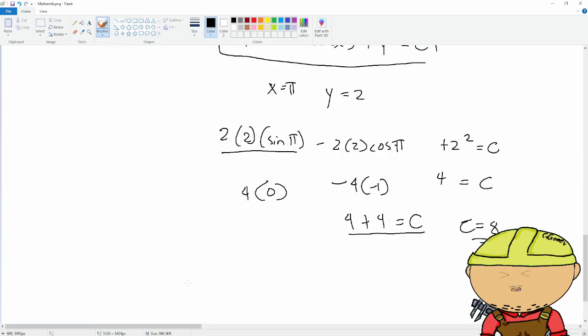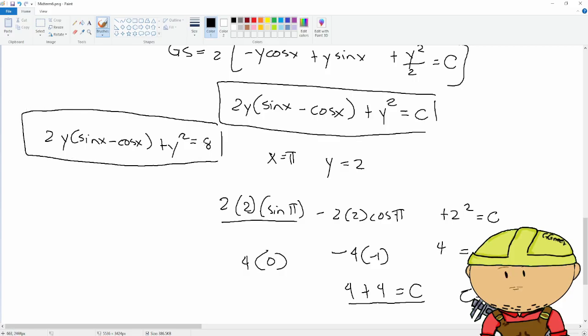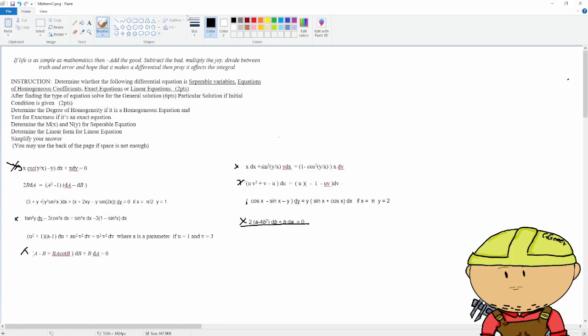Okay, so our particular solution will now be 2y sine x minus cosine x plus y squared is equal to 8. This is now our final answer. Okay, so far so good.